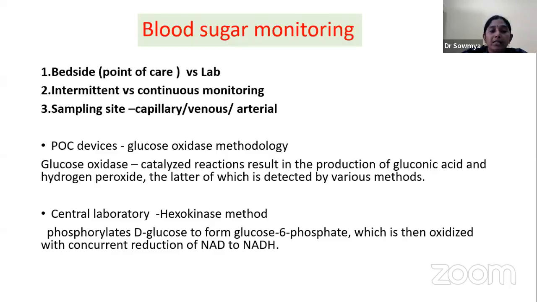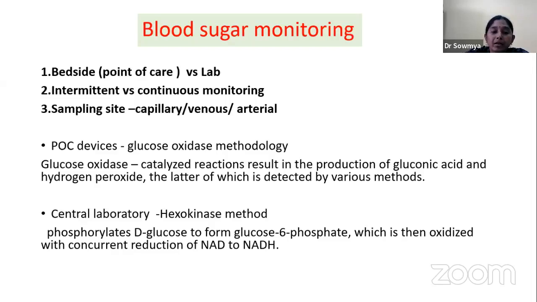So what is the mechanism behind these devices? What is the method of testing in point of care devices like glucometers? Here the glucose oxidase enzyme is used. The enzyme-related reactions result in the production of gluconic acid as well as hydrogen peroxide. And the hydrogen peroxide is detected by various methods in the various glucometers.